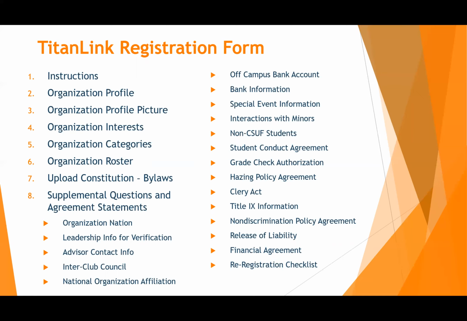And then step 7 is uploading the constitution and essentially the bylaws of your organization. And then the last step is your supplemental questions and your agreement statements. So what this also looks like is your organization nation, leadership info for verification, advisor contact info, whether or not you're part of the inter-club council, whether or not you're part of a national organization affiliation, off-campus bank account, bank information, special event information, interactions with minors.